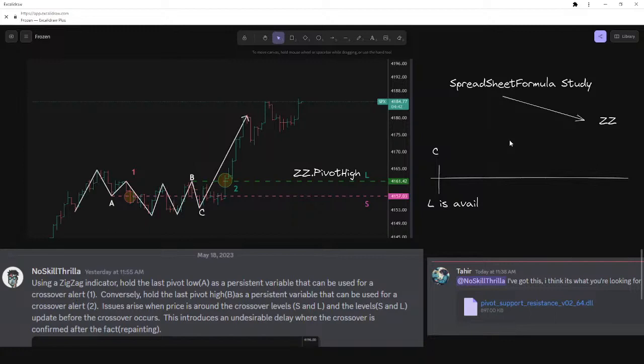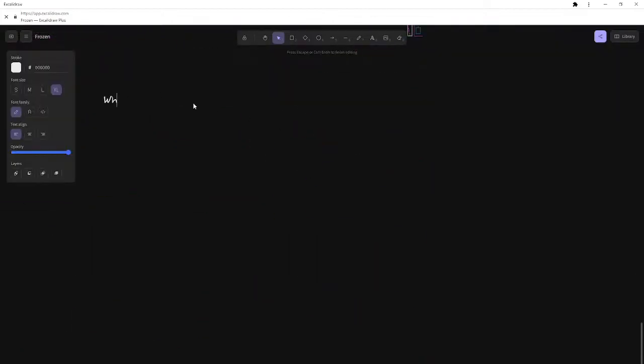Let me reread that question. Have I ever done a benchmark between the time and sales data and the volume by price data when it comes to real-time data in regards to speed? You mean speed of population of those arrays? Like which one's faster to populate? No, I have not. Let me write this out. Which populates faster? Time and sales data structure or volume by price data structure?